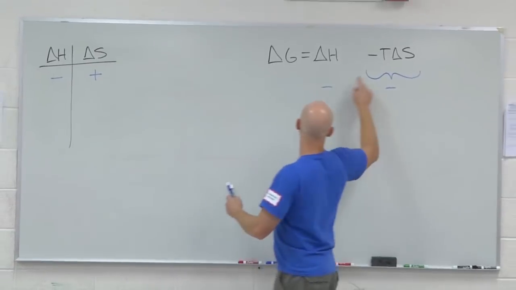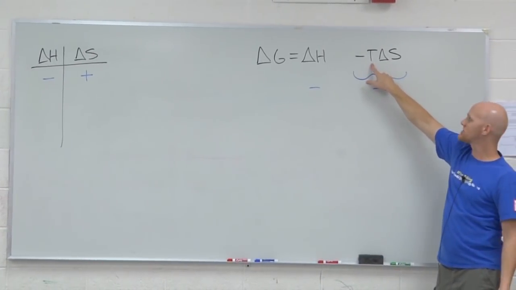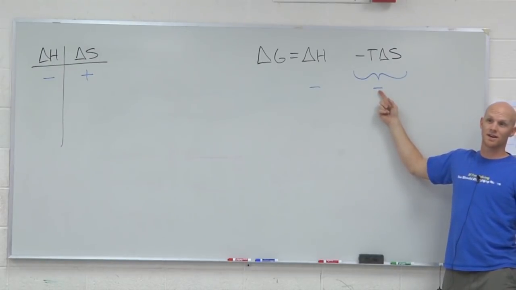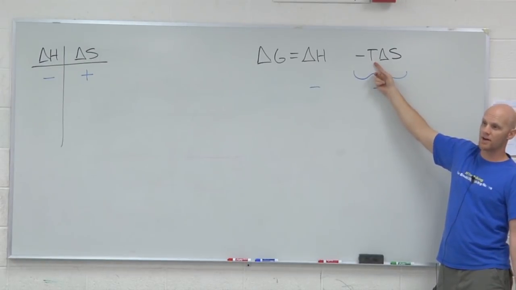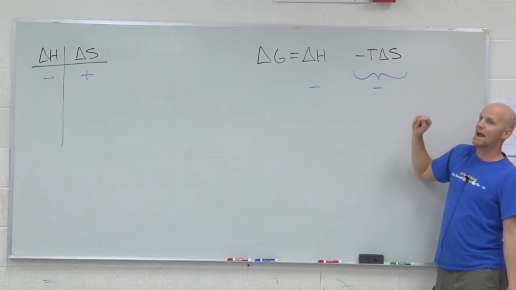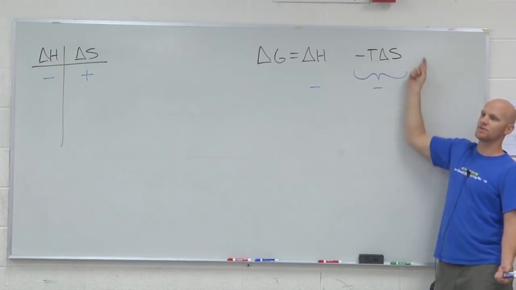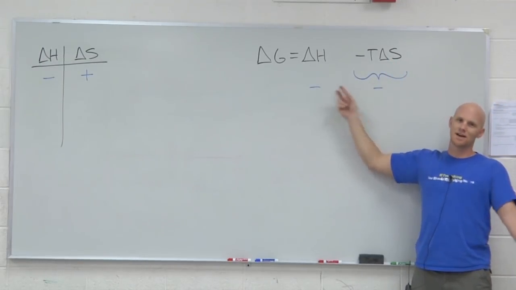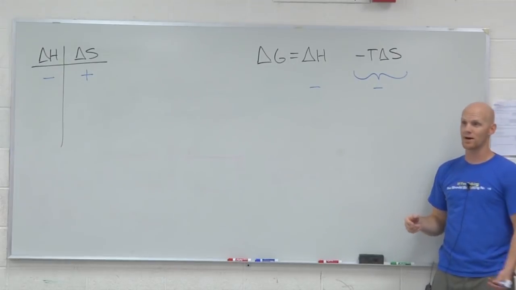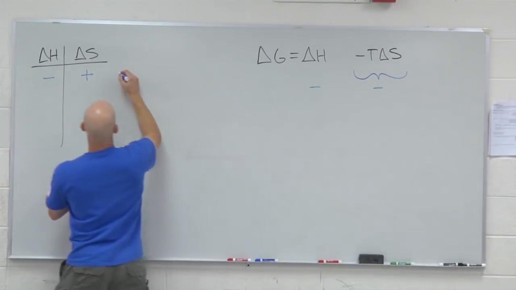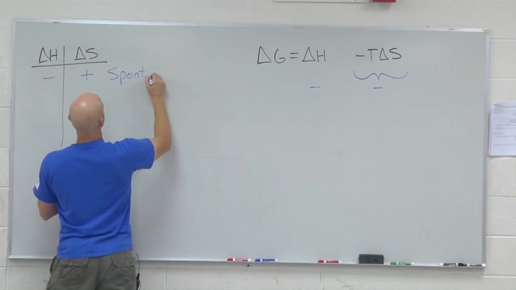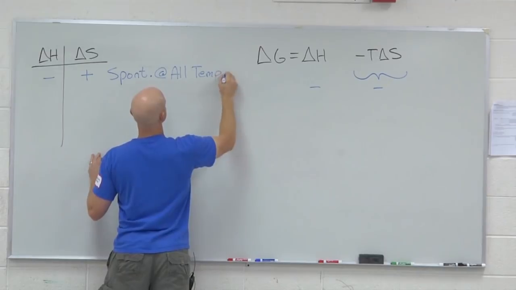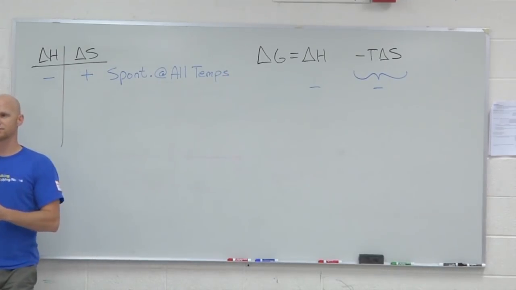And so in this case, we look at how temperature plays a role here. Temperature can make this second term a big negative number or a small negative number. At low temperature values, this would be a small negative number. At high temperature values, this would be a big negative number, right? But no matter what, whether it's a big negative or a small negative, I'm still adding two negatives, and delta G will come out negative no matter what. And so in this case, we say that this reaction will be spontaneous at all temperatures.